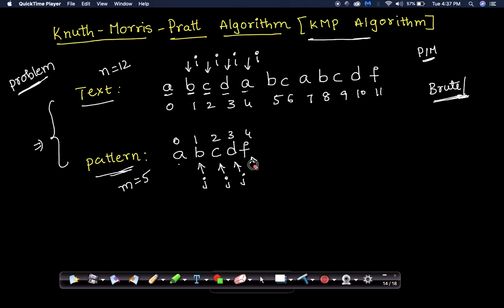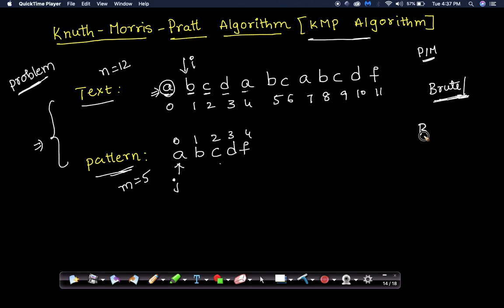Then what will we do? According to the brute force approach, we will go back again. I am going to start from index 1. In the initial step we started from the first character, now I am going to start from the second character. Then I will go back and initialize my J with 0, and repeat the same steps. That is what we have done in the brute force approach. And what is the time complexity of this approach? It is order of n into m, right? Okay, why?